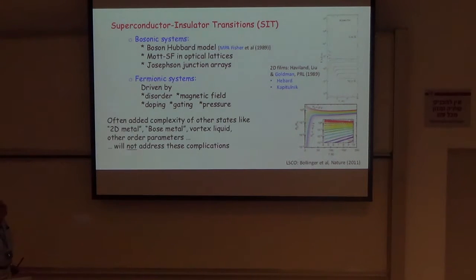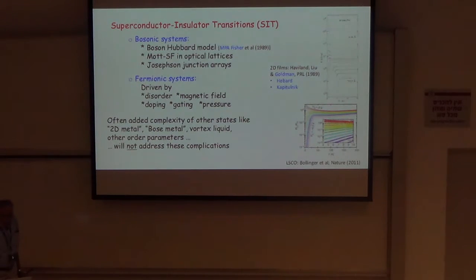Often at these fermionic superconductor insulator transitions, there's the added complexity of other states. So you don't really go directly from a superconductor to an insulator, seemingly as you do in the data shown here. Often there's some metallic regime or state in 2 dimensions. There's possible Bose metal, vortex liquids, and in the high Tc cuprates, other order parameters that come in between. And I will not address any of these complications.